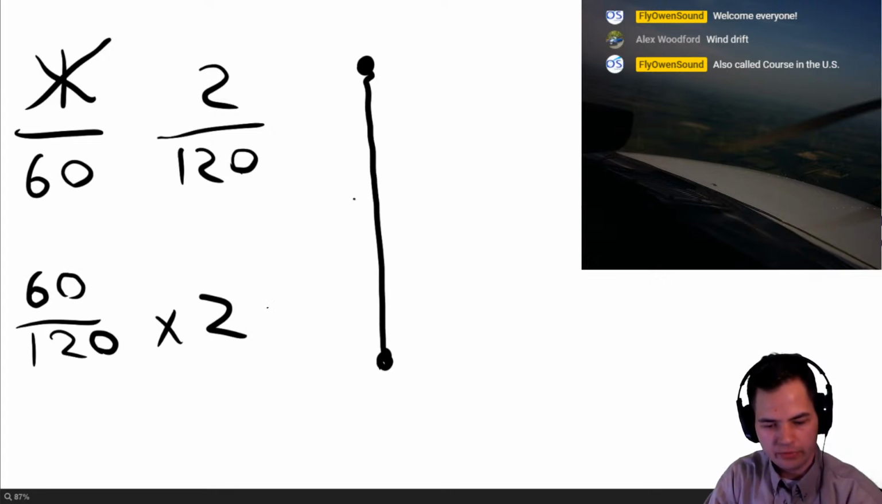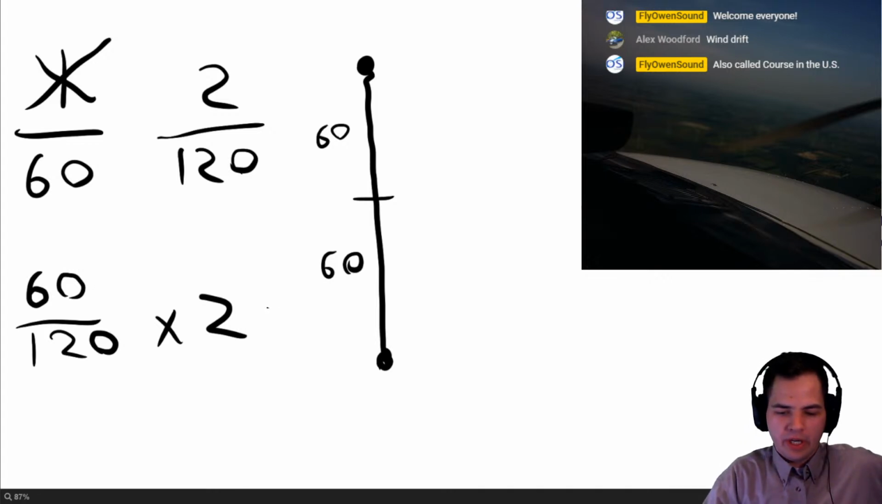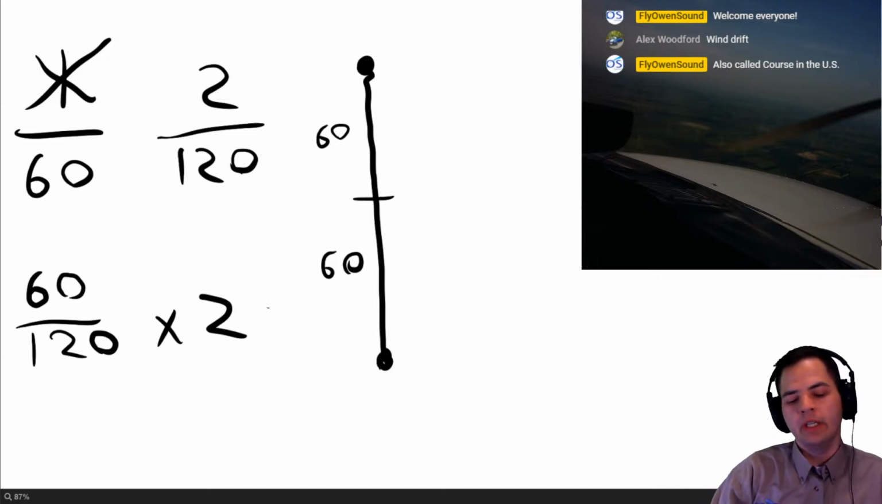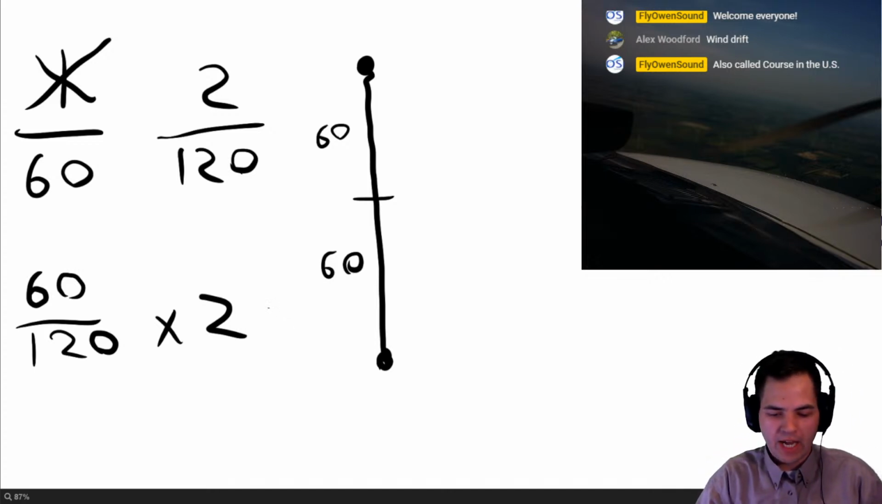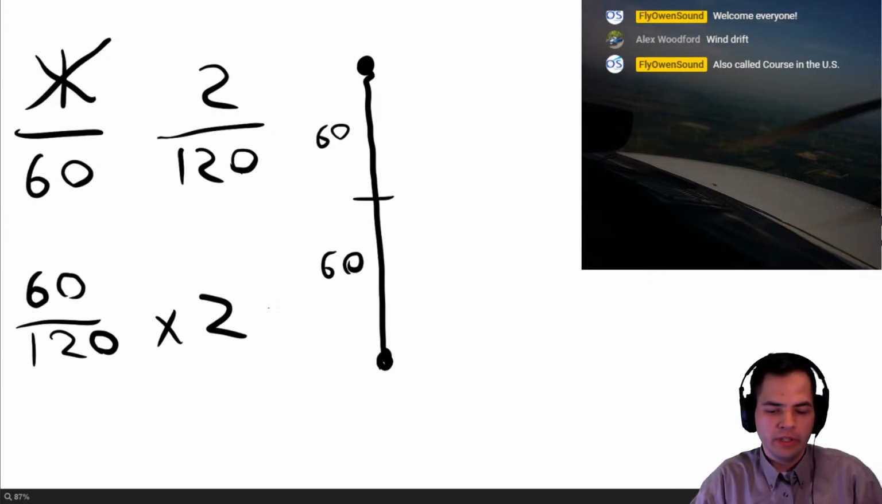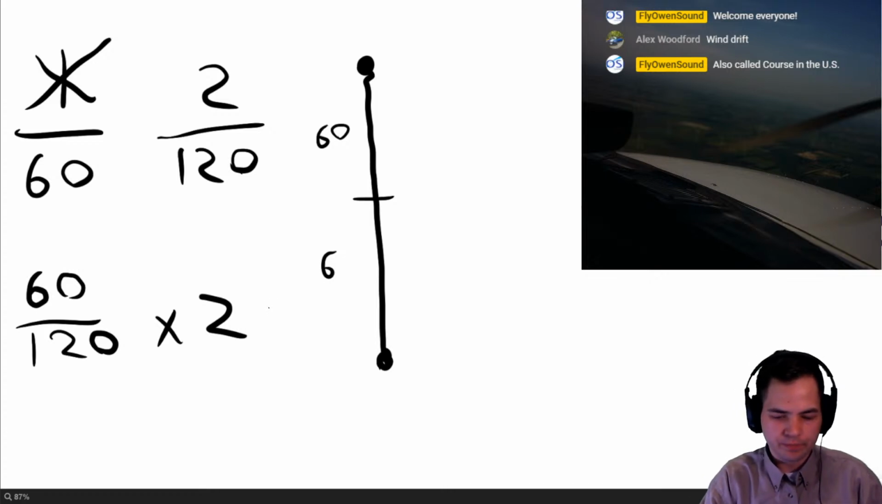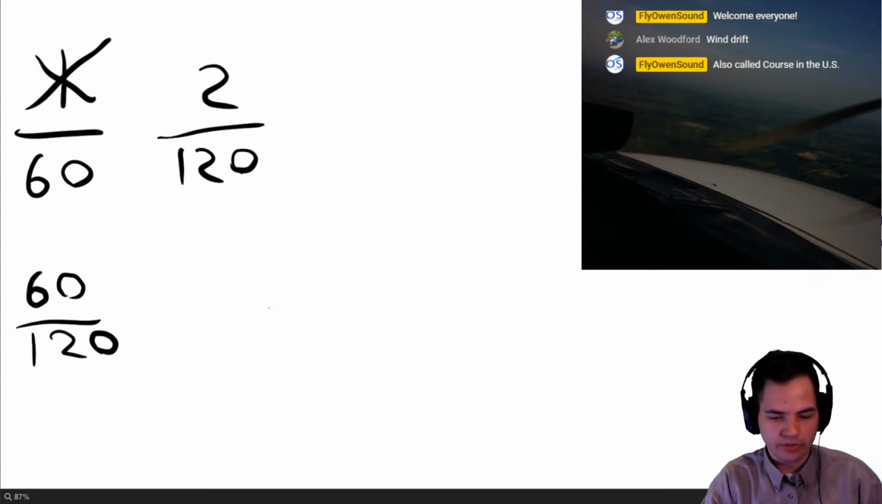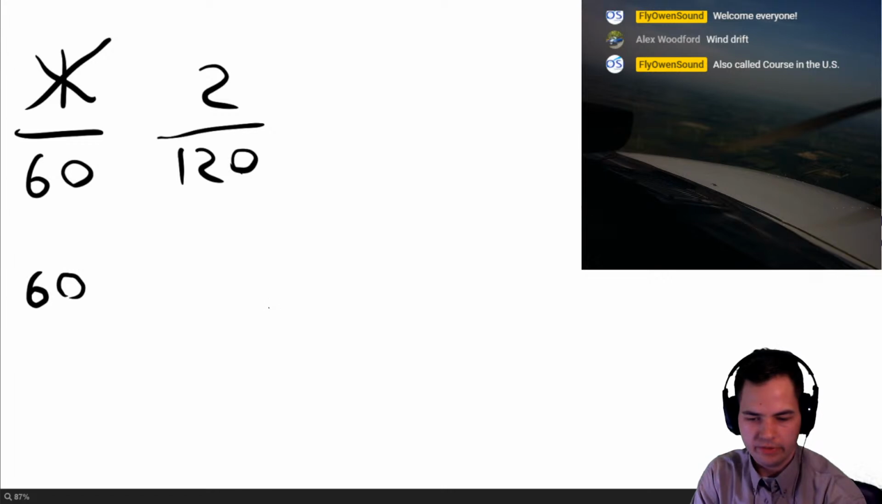We have 2 intervals of 60, which makes sense. So 60 is half the route, right? And that's why we're using the miles to get the answer of 1. Okay, I'll clear this all out, and let's look at another example.